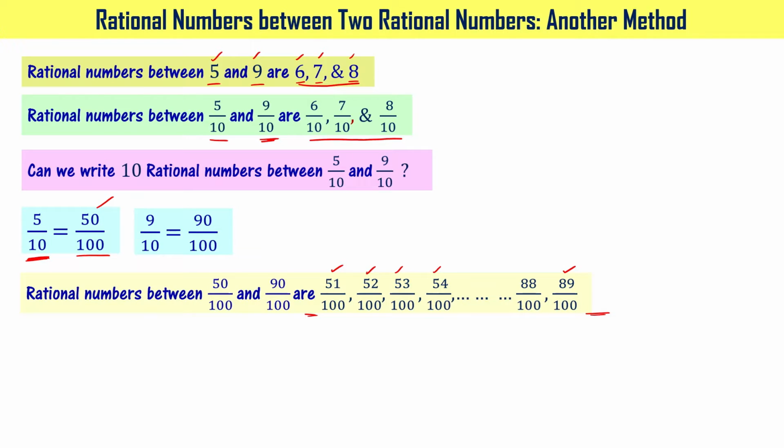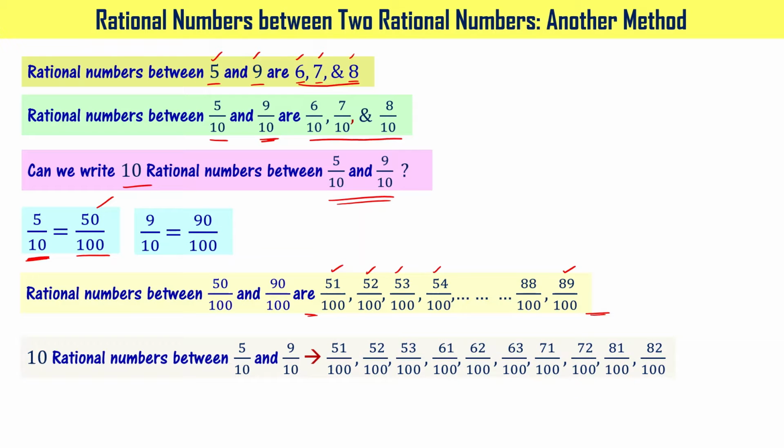Suppose you are asked to write 10 rational numbers which are in between these two, then what you can say is, 10 rational numbers between 5 by 10 and 9 by 10 are 51 by 100, 52 by 100, 53 by 100. You can continue, but what I said is, okay, let me take numbers from the 60 series, 61 by 100 and 62 by 100. So till now I have a total of 5 numbers written up, 63 by 100, 6 numbers written up.